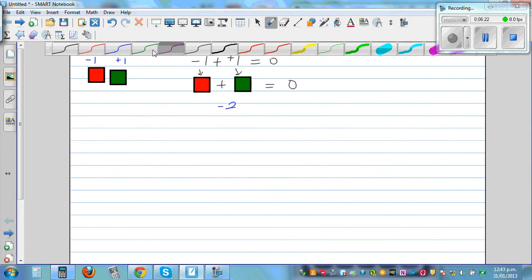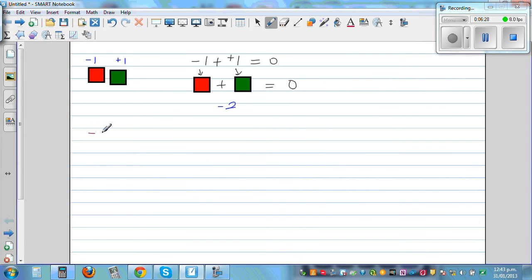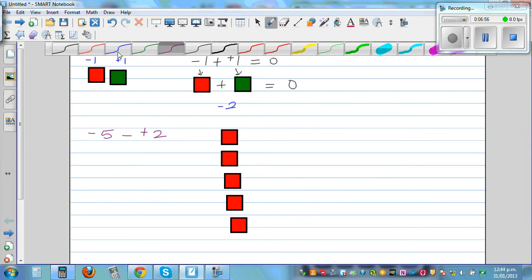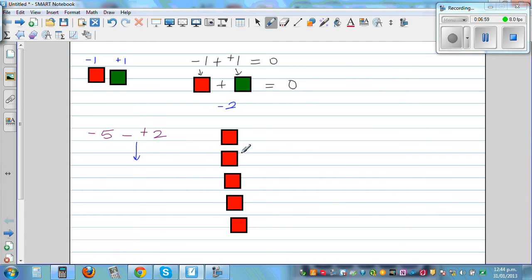Okay, the next question. How would you explain negative 5 take away plus 2? Let's start with negative 5. You have 5 negative tiles, so this is negative 5. Now from these 5 negative tiles, you can't take away 2 green tiles. It's impossible. So how are we going to explain this?